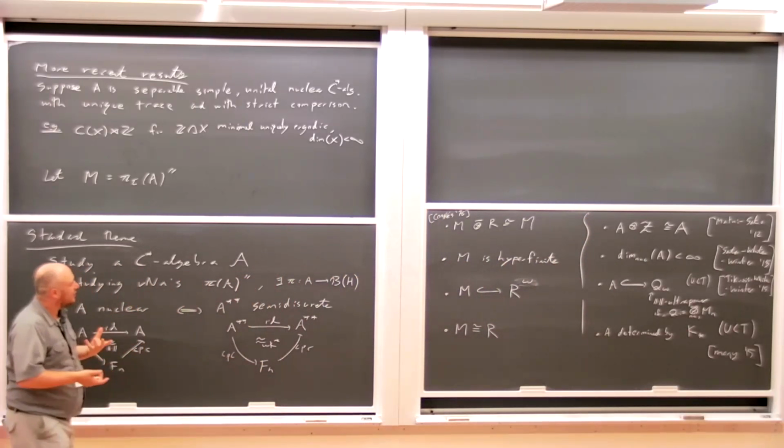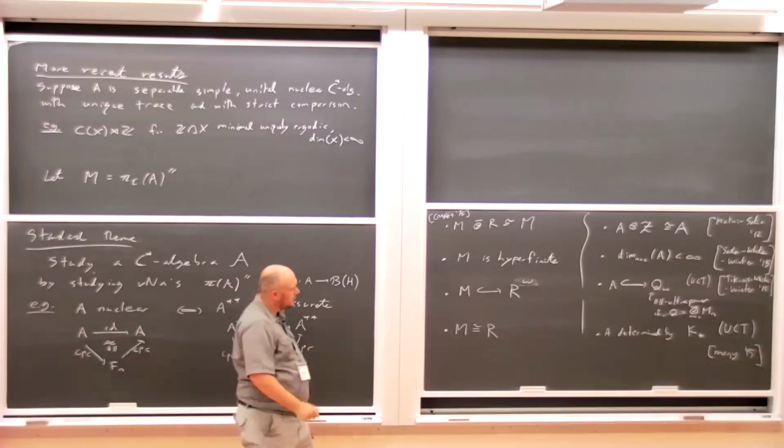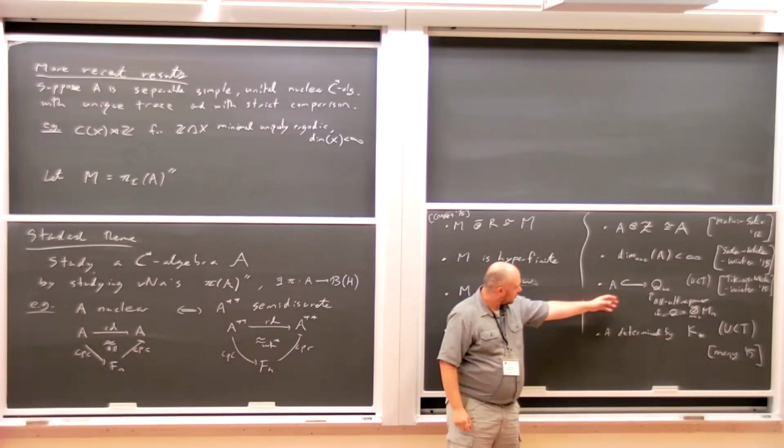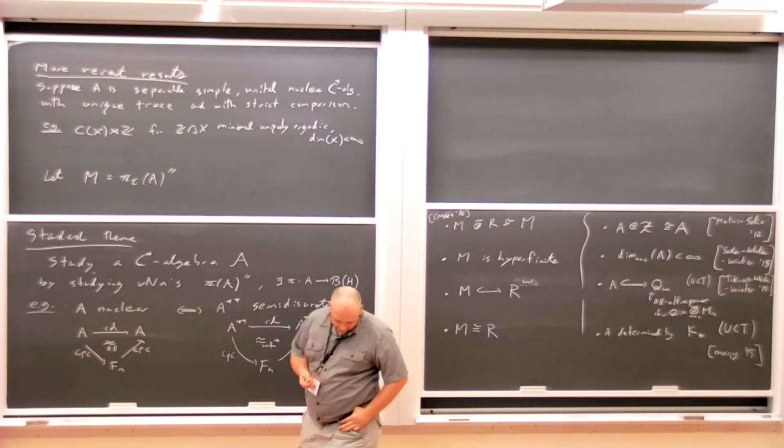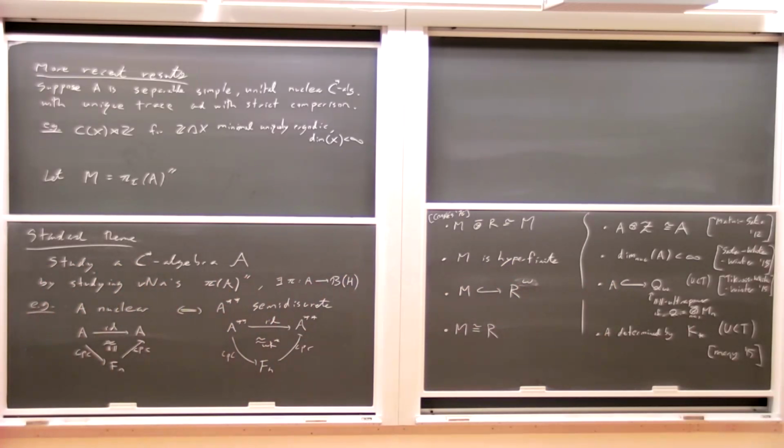And much of what this comes down to is making heavy use of strict comparison to somehow relate the operator norm and 2-norm estimates. And especially in these last couple, obtaining some non-stable K-theory of the algebra of 2-norm null sequences modulo operator norm null sequences.